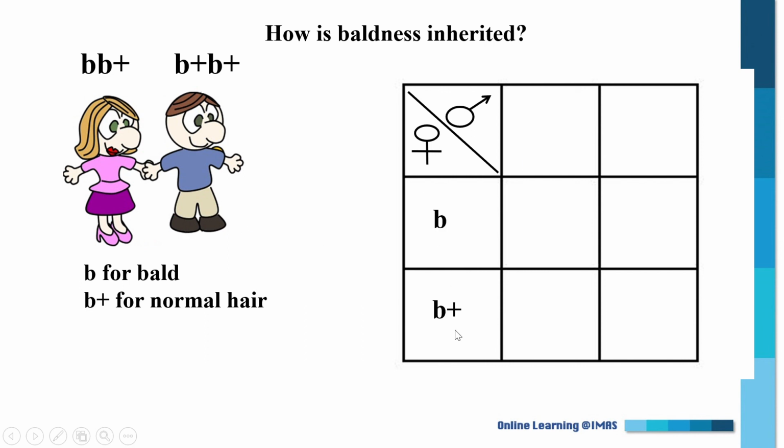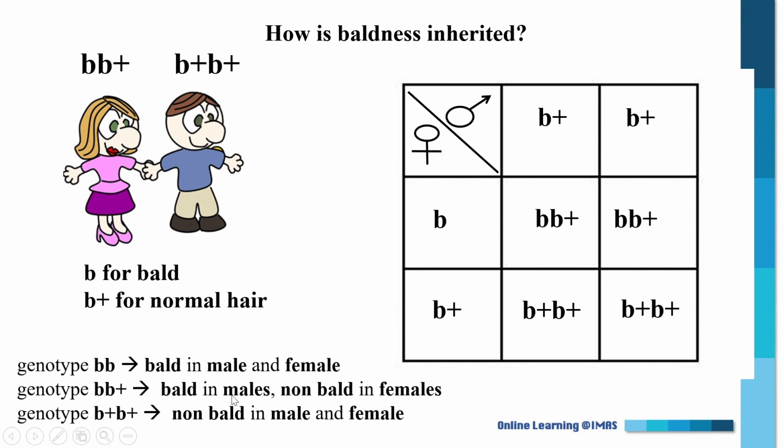So this is the mother's gametes, this is the father's gametes, and here you will have B plus, and here B plus. This one, whether male or female, will not be bald. But for this one, B B plus, if it is a male, he will be bald. If it is a female, she will not be bald. Please do remember this. If you got BB for baldness, whether you are male or female, you will be bald. If you got B plus B plus, whether male or female, you will not be bald.